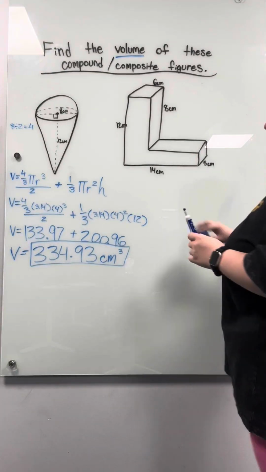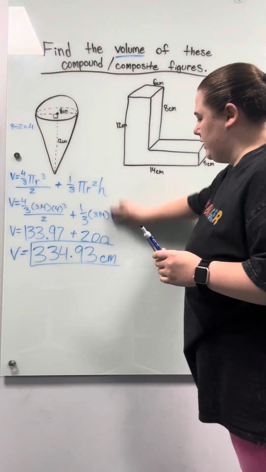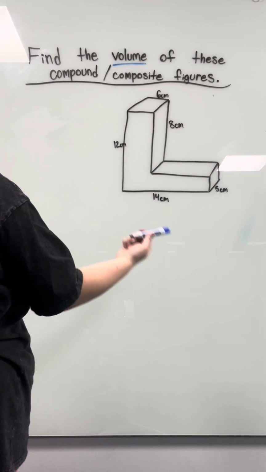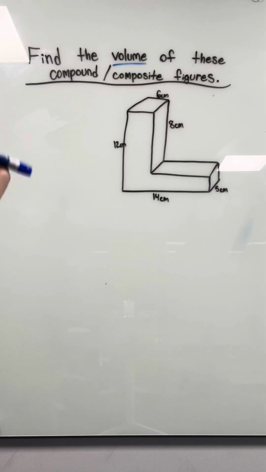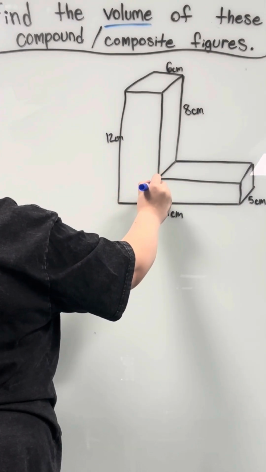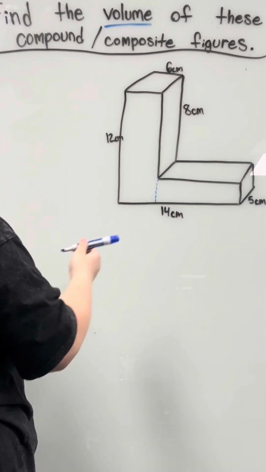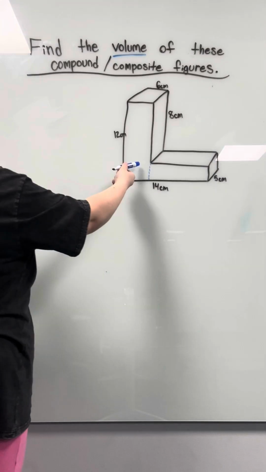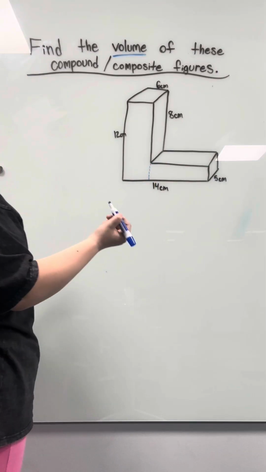Let's figure out our other compound figure. So let's go ahead and erase this. With this compound figure, we don't have two clear shapes yet. We have to make them ourselves. And we can do that by cutting along this line right here. And now we have two rectangular prisms. Now all we have to do is find the volume of each of these prisms and add them together.